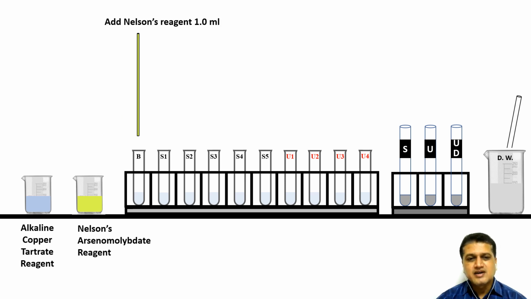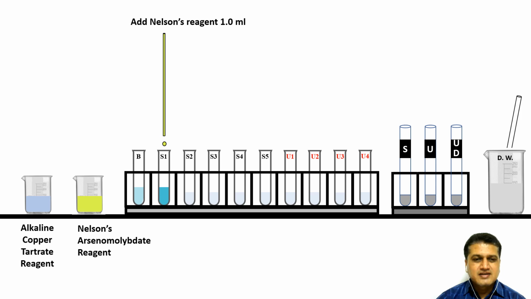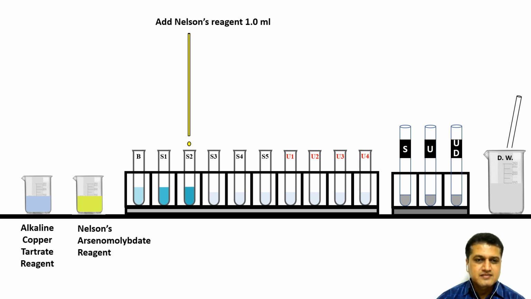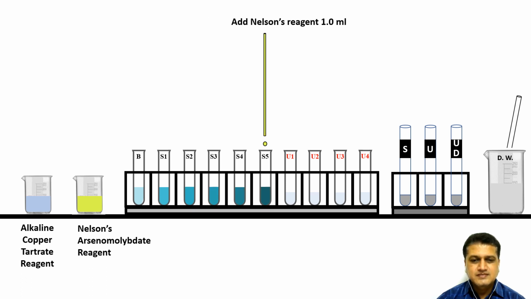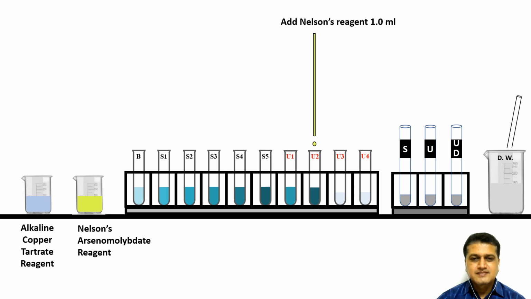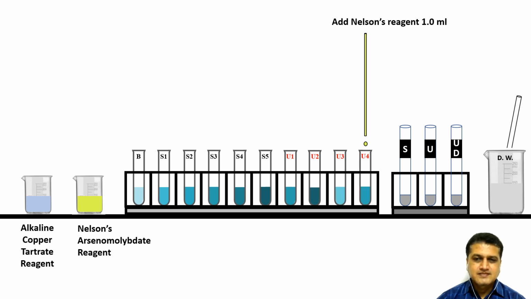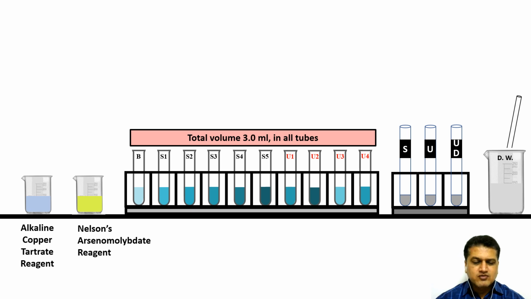Add 1 ml Nelson's arsenomolybdate reagent in tube B and mix it thoroughly. Then add Nelson's arsenomolybdate reagent 1 ml in tube S1 and mix it thoroughly, and so on. Thus, total volume 3 ml is set in all 10 test tubes.